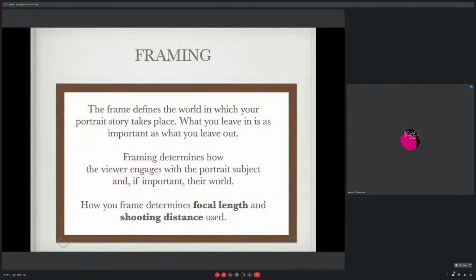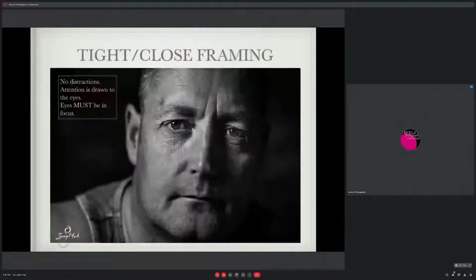Okay, framing. How do you frame a portrait? What do you leave in? What do you leave out? Framing determines how we as viewers engage with the person in the picture, and more importantly, their world as well. So you choose your lens focal length and how far away the subject is in order to get the framing that you want. Well, here are some examples.